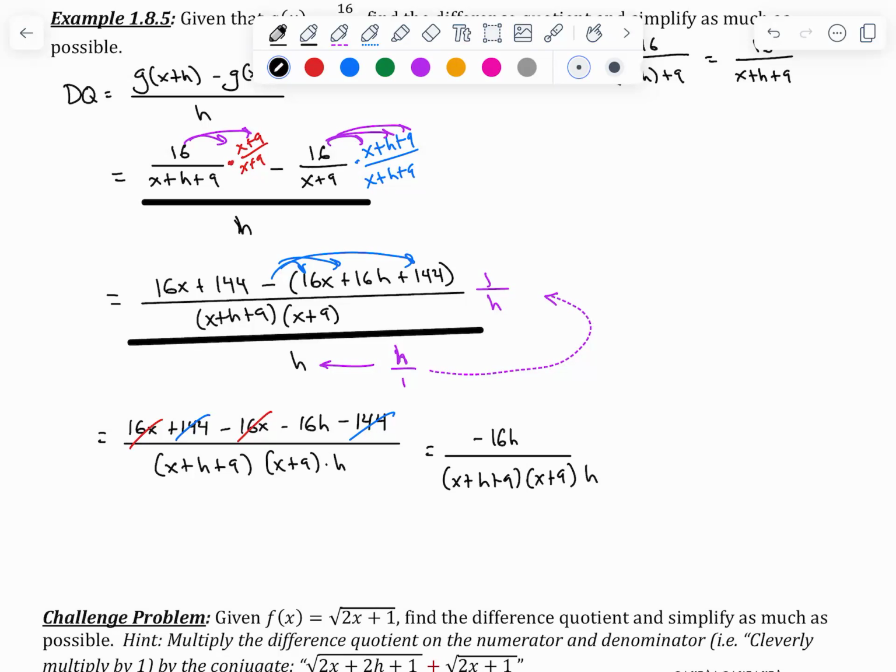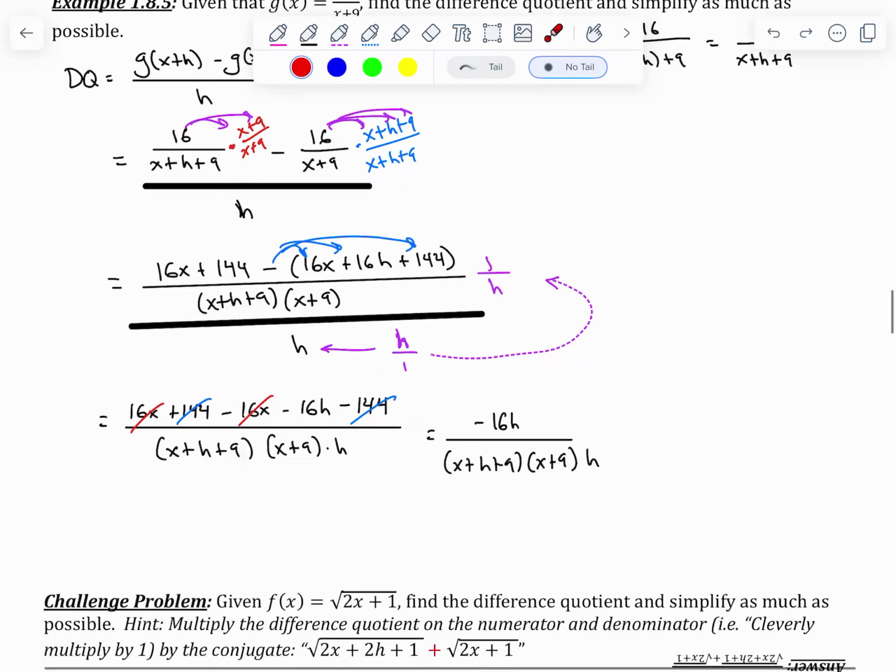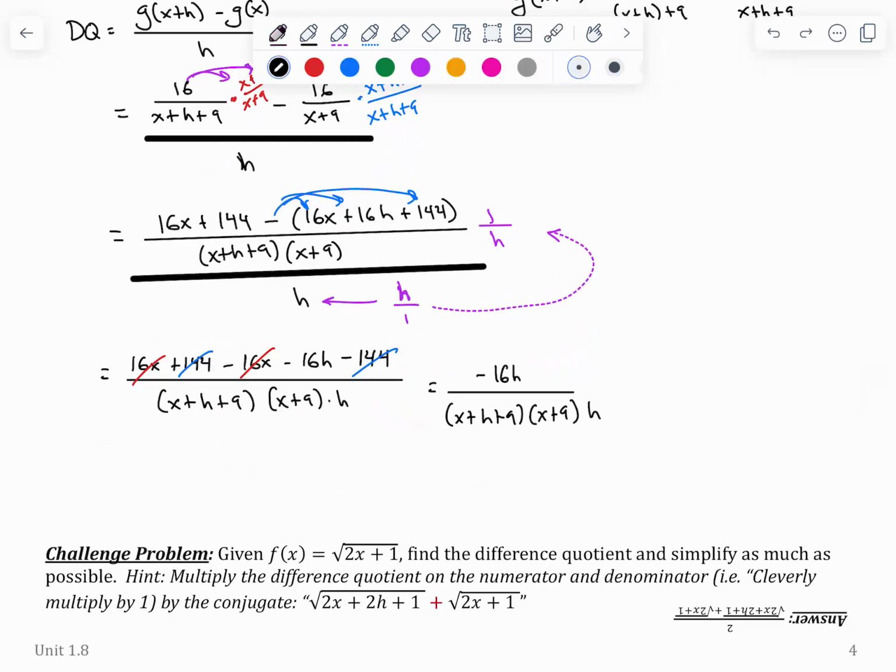Though if you wanted to skip this step and cancel it over here, I've had students do that. I just don't like doing that because it looks like we're canceling a term with a factor, which is not something you can do. I know it's because we cancel these things, and so the numerator is just a negative 16h, but I just don't like the way it looks in the notes when we're looking back at our work.